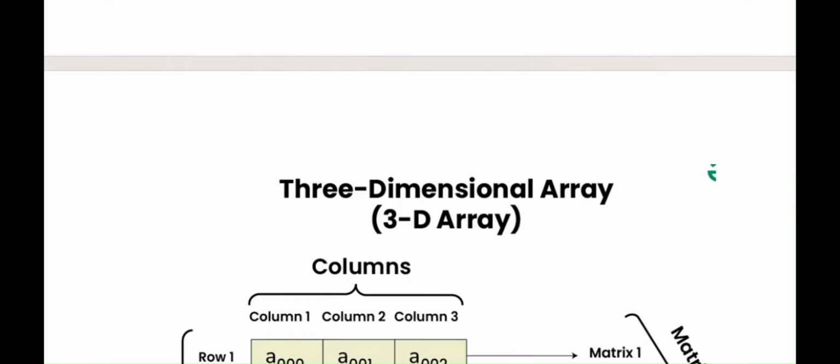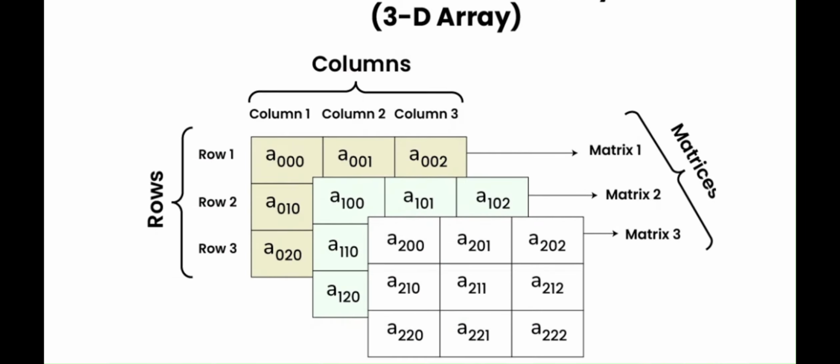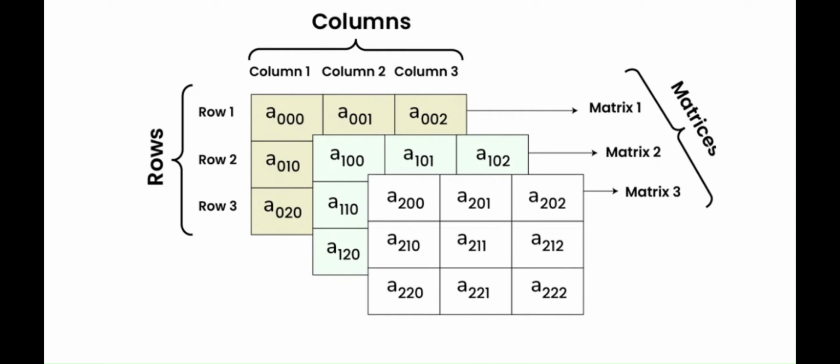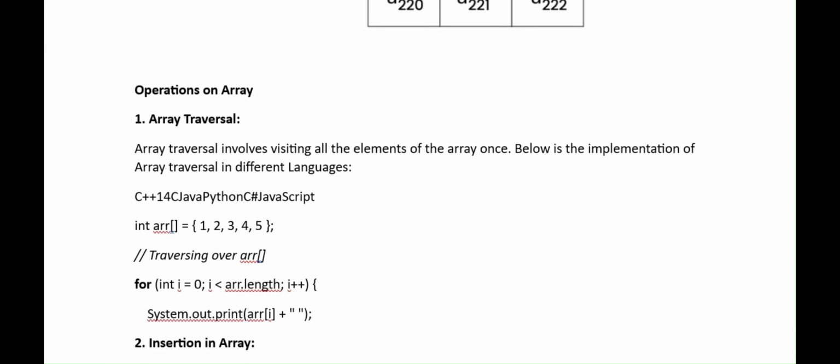Three-dimensional arrays. The three-dimensional array is as follows. There are columns, rows, and matrix 1, matrix 2, matrix 3. And these are all the types of arrays.